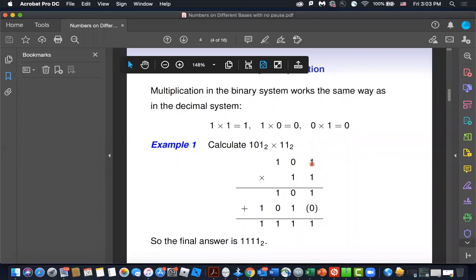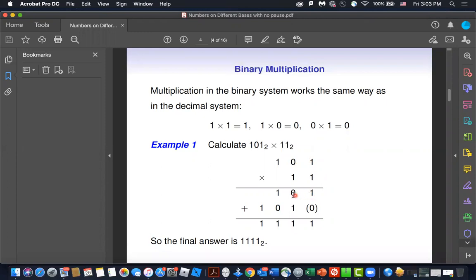Use this one to multiply 101, so that will, without surprise, give us 101. Then use this 1 in the 10s position, but before you do the multiplication, you want to shift it left by adding a 0 at the end. You can see it's identical to the decimal multiplication. So 1 times 101, you still get another 101.